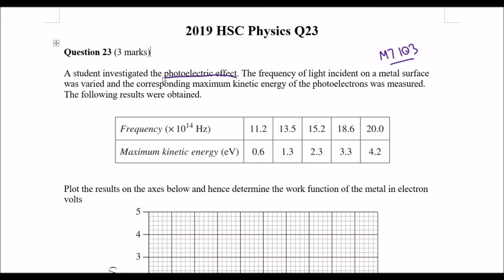Okay, a student investigated the photoelectric effect. The frequency of light incident on a metal surface was varied, and the corresponding maximum kinetic energy of the photoelectrons was measured. The following results were obtained. We have the frequency as 10 to the power of 14 hertz, and we have the maximum kinetic energy in electron volts. We'll scroll down.